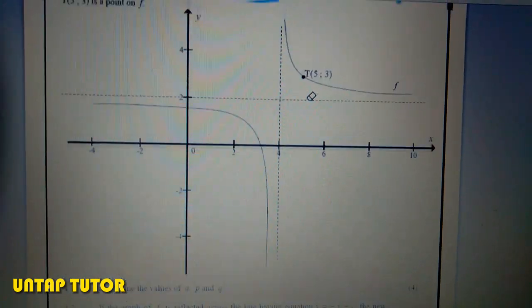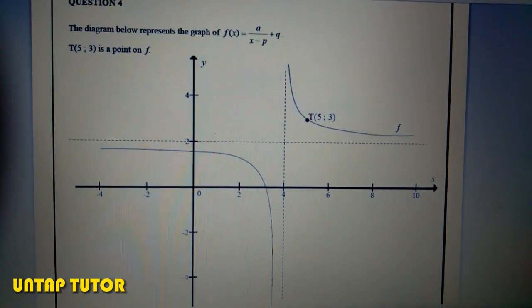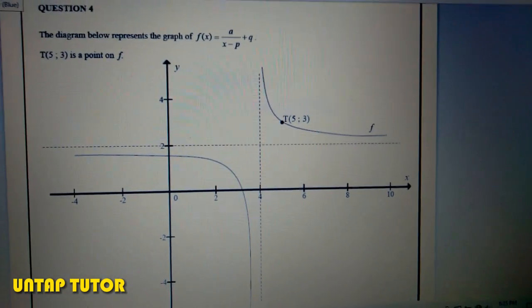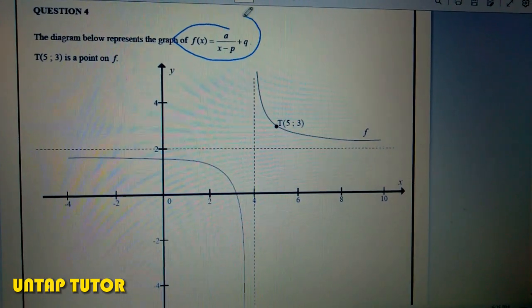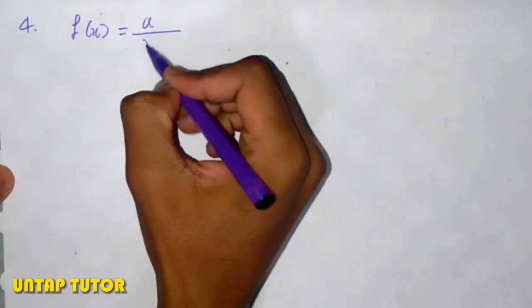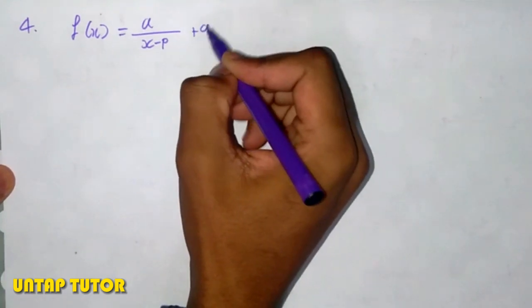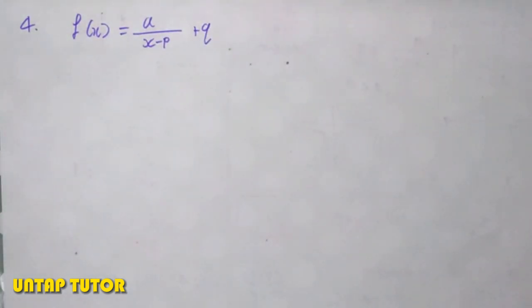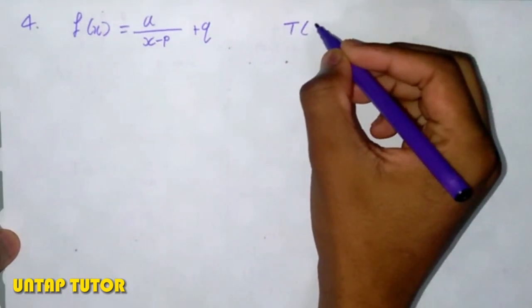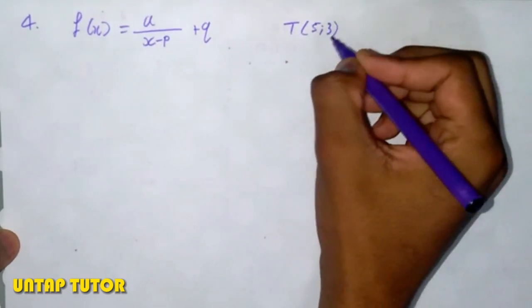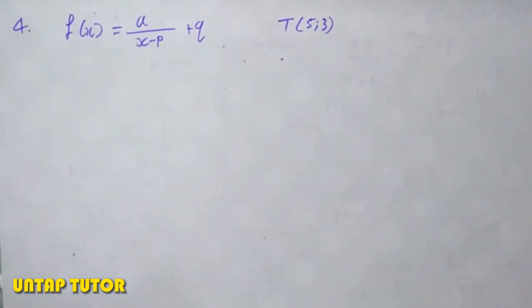Question 1. So I'm going to try to edit this video and show you what I'm saying here in question 1, but you already have those questions, right? So question 1, it's actually question 4. It says the diagram of the graph f of x. Question 4: f of x is equal to a over x minus p plus q. They just gave us the general formula for a hyperbola, and then they give us the point T, 5,3, is a point on f, and then they draw that graph for us.